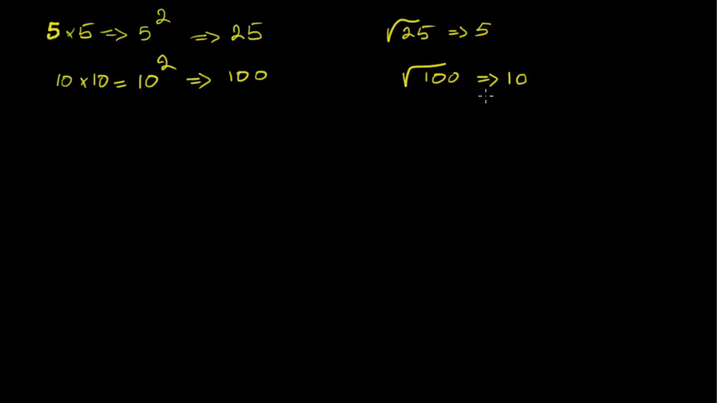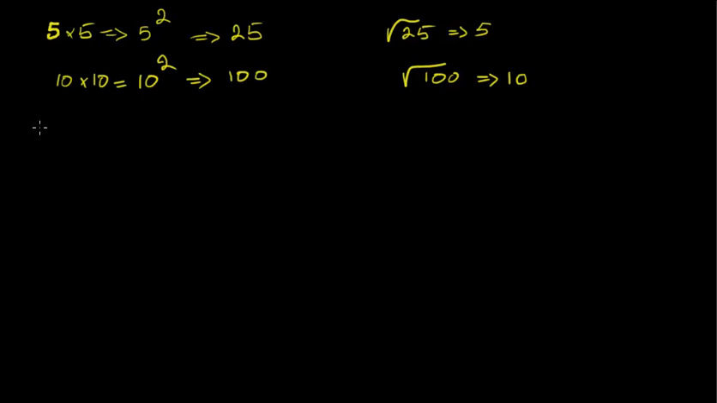There are some numbers we call perfect squares. The perfect squares are the squares of the whole numbers. Why do I say whole numbers? Because when it is not a perfect square, it will be a decimal. The perfect squares are the squares of the whole numbers. We have to remember that.